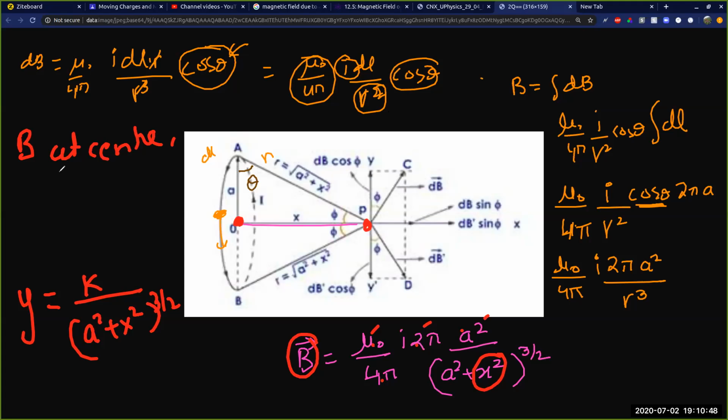Isn't it mu naught I by 2? Yeah, it should come as that expression, right? So mu naught by 4 pi, this is I 2 pi a square by (a square plus x square) to the 3 by 2, which is a cube. If you solve this, pi will go, 2 will go, it will be mu naught I by 2a. Mu naught I by 2r, right? Mu naught I by 2 at the center of the ring. So mu naught I by 2a.